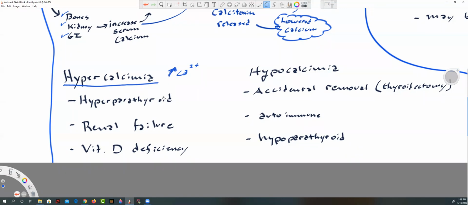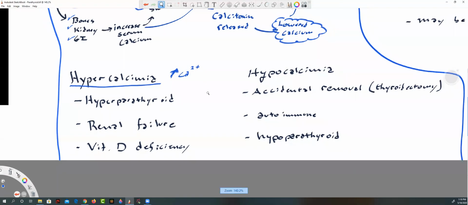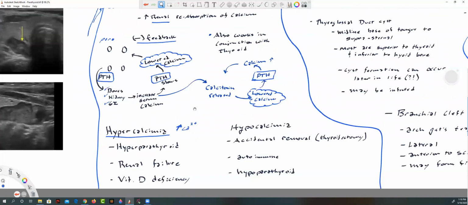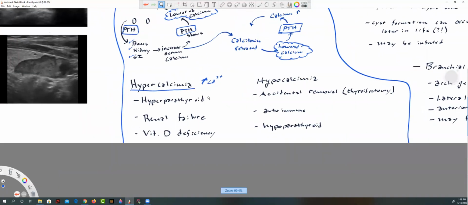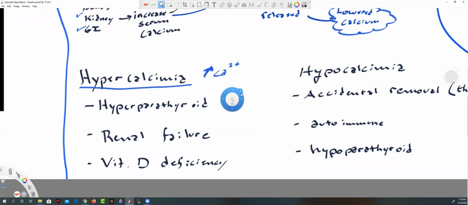And there's two major reasons for that. There's one that's just an overgrowth of tissue, and then the other is an adenoma. Renal failure. So with a renal failure, the calcium, this whole feedback. I'm sorry, we haven't even talked about the kidneys. Well, we did talk about the kidneys' role. In renal failure, the kidneys do not expel enough calcium. And then vitamin D deficiency.